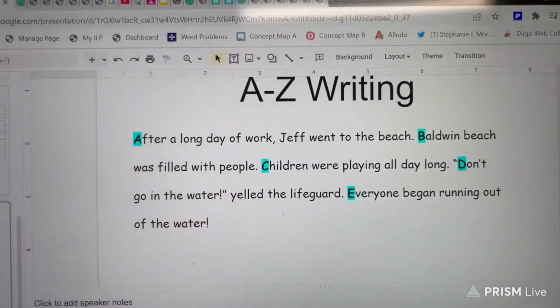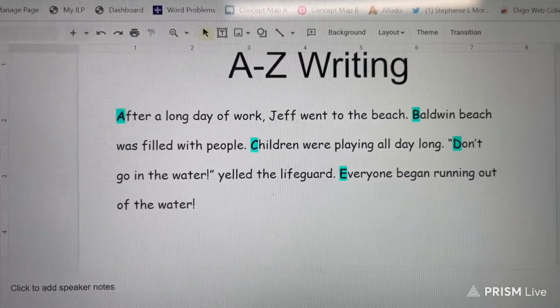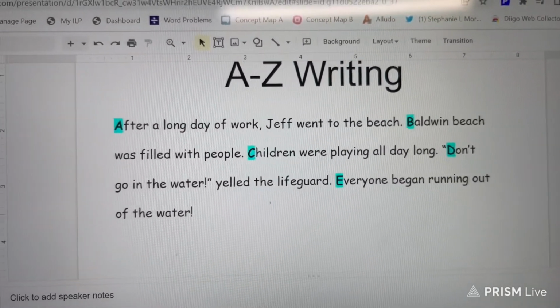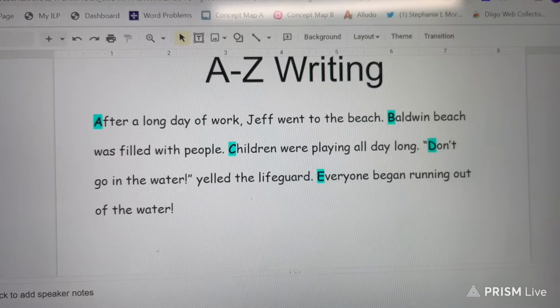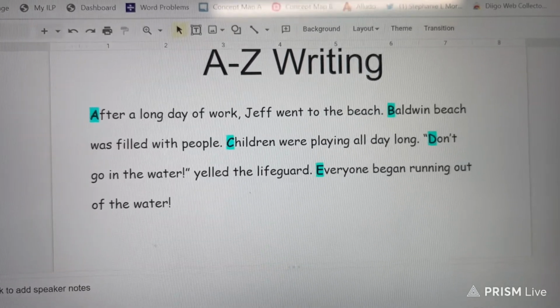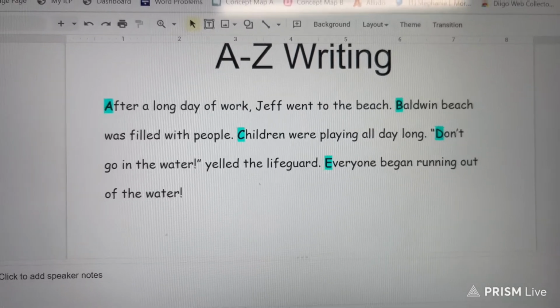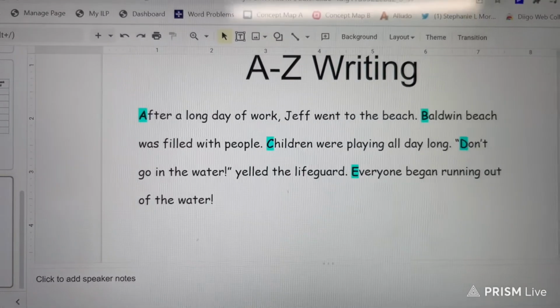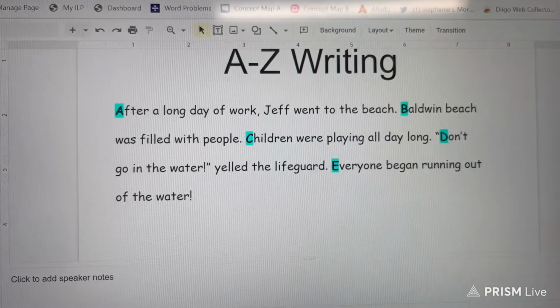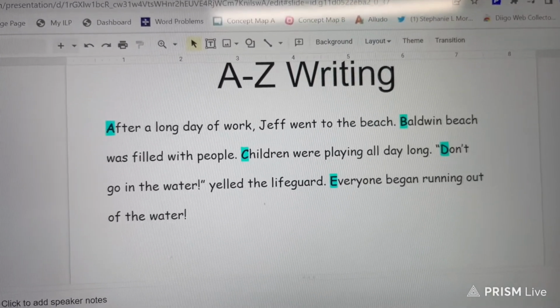So for example, this says, after a long day of work, Jeff went to the beach. Baldwin Beach was filled with people. Children were playing all day long. Don't go in the water, yelled the lifeguard. Everyone began running out of the water. So then obviously the next letter will be F. The whole point with this is to teach students cohesion.